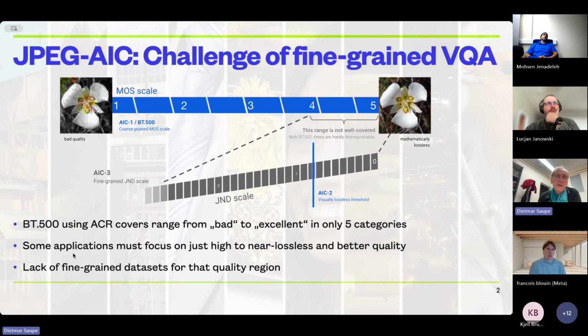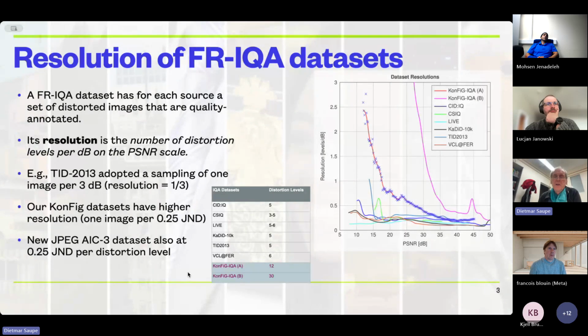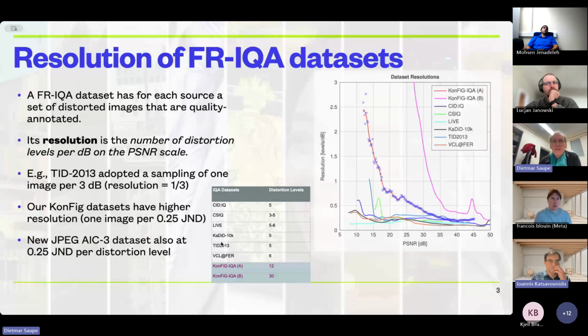And there are not many fine-grained data sets for this quality region. Let me review a piece of earlier work of ours that defines the resolution of the full reference IQA data sets. Here's a little table of previous full reference data sets: CSIQ, LIVE, CID, TID 2013 is probably one of the best of these. But if you look at the number of distortion levels that are applied to each source stimulus in these data sets, you see there's only 3 to 5 for CSIQ, and for TID there are 5 distortion levels, and they cover the whole range, usually from bad to excellent. So this is not what we would like to have. We would like to focus on the high quality range, and these data sets will have only 1 or 2 images in that range. So how densely are they packed in this range? That's the question here.